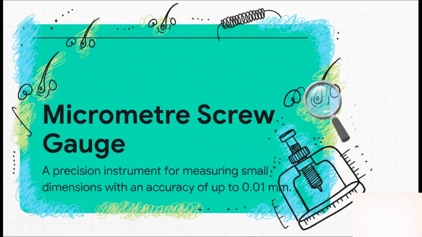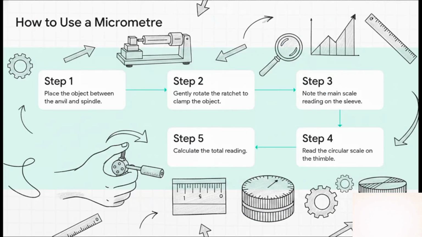What if you needed to measure something impossibly thin, like a strand of hair or a piece of paper? For that, you need a specialized tool, like this, the micrometer screw gauge. This incredible piece of engineering can measure things with an accuracy of 1/100th of a millimeter. Just wild. And I know it looks a little intimidating, but using it is actually pretty straightforward.